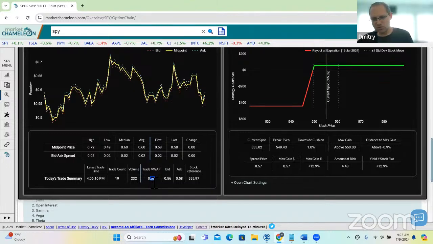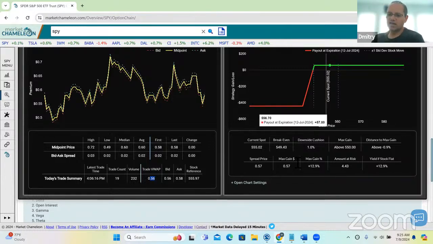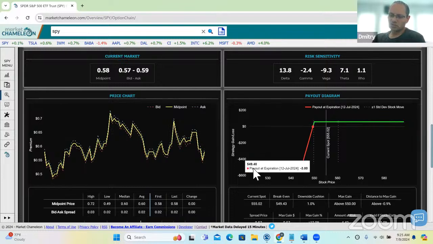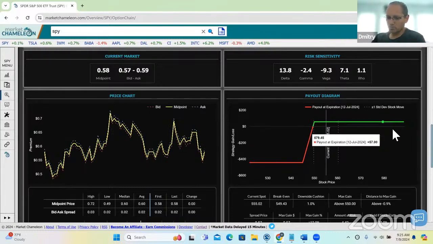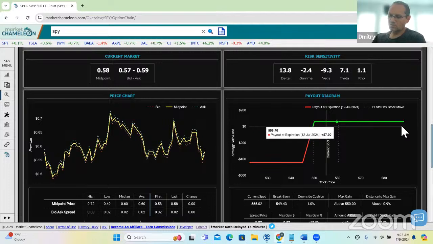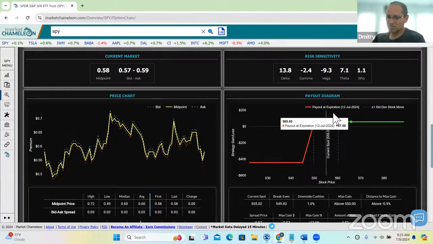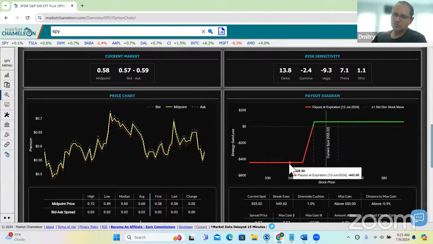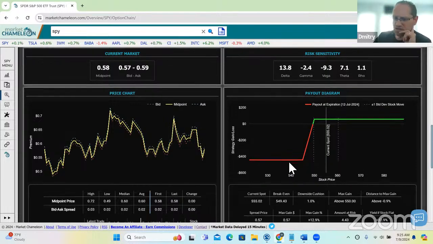Right? Now we know theoretically what it's worth. We've seen what it did on the day, and we've seen where it actually traded on the day. So finally, we have a payout diagram that shows us the risk and reward at expiration. Right? So you can see here, there's the current stock price up here. As long as the stock stays above the 550, you're making that credit, 57 cents. If it drops all the way down here, you lose $443 because it's worth $5 if it drops below that 540 strike. So here we have the table with the statistics.